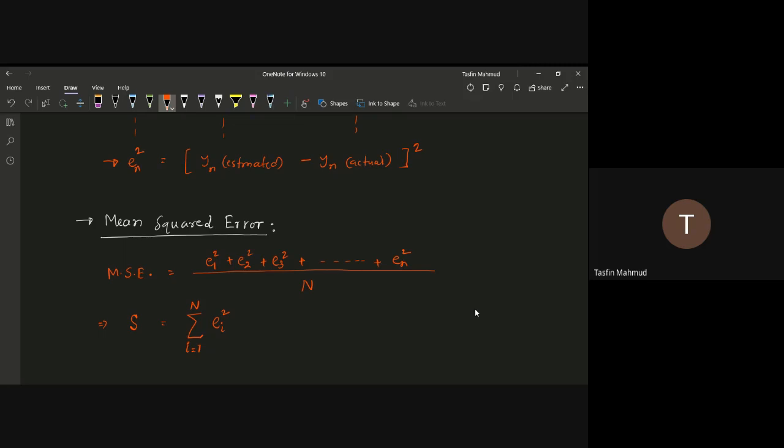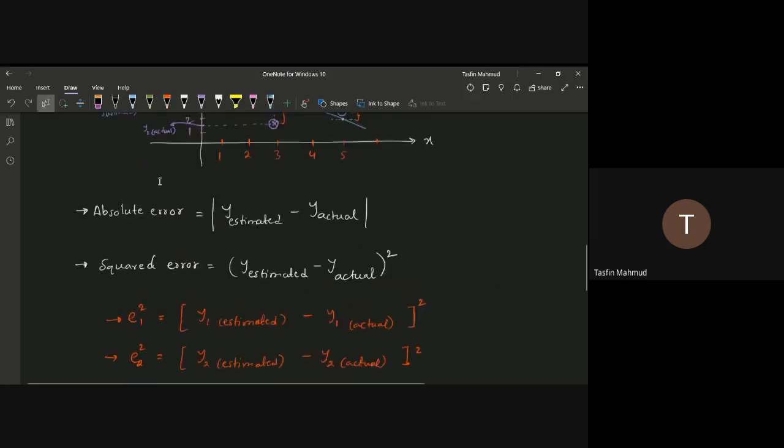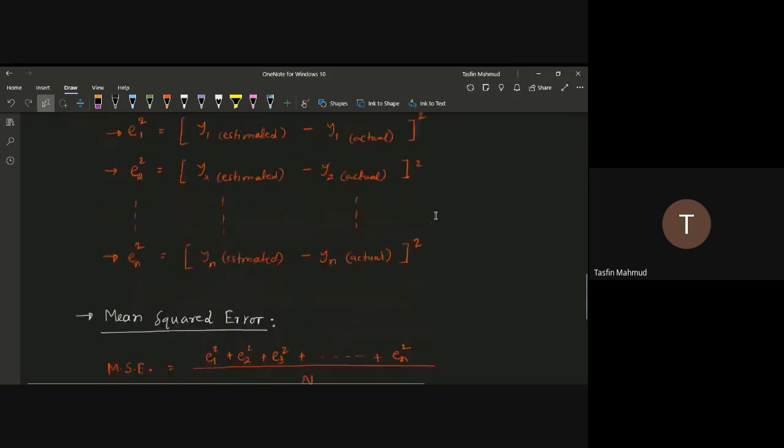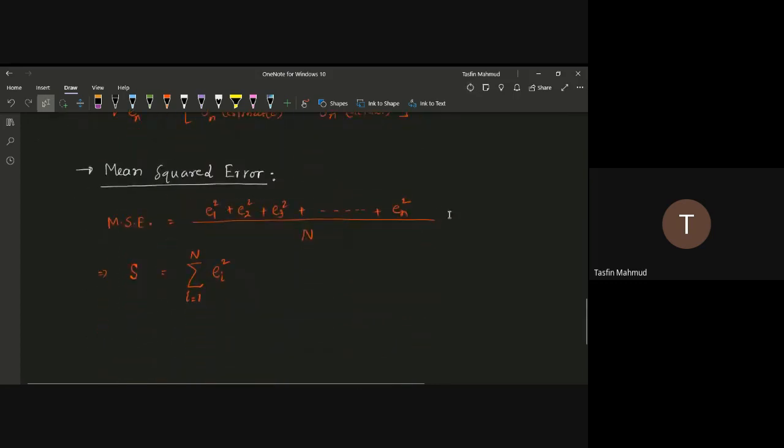Okay, so from the idea of linear regression that we mentioned, we have to minimize the error for these given data points, right? And to minimize this, what we have to do is take the derivative. Okay, so we have to take the derivative.